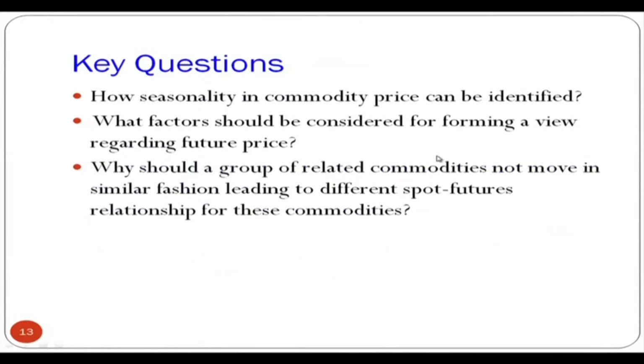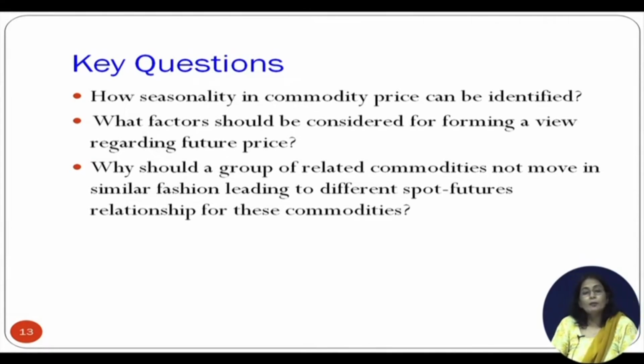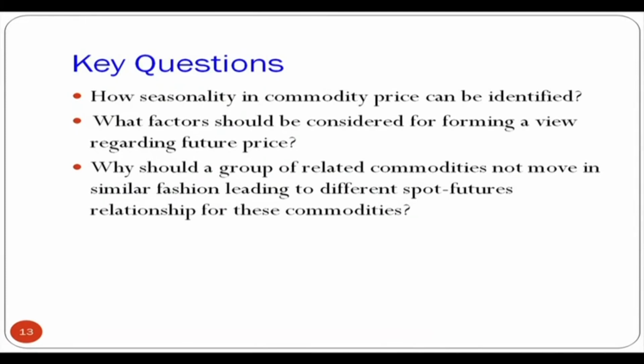What are the key questions with respect to the last couple of sessions? How can seasonality in commodity prices be identified, and what factors should be considered for forming a view regarding a future price? Why should a group of related commodities, for example soybean, soya oil and soya meal, be considered together? They are absolutely related commodities. However, even if they are related, they do not move in similar fashion, leading to different spot-future relationships for different commodities. And also, how can commodity prices be hedged using single contracts such as crush spread option contracts? So this brings an end to our discussion.